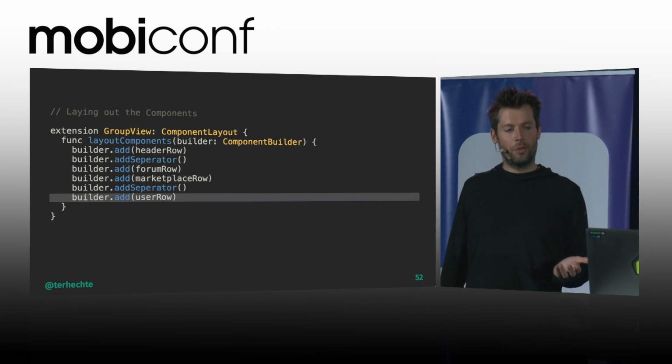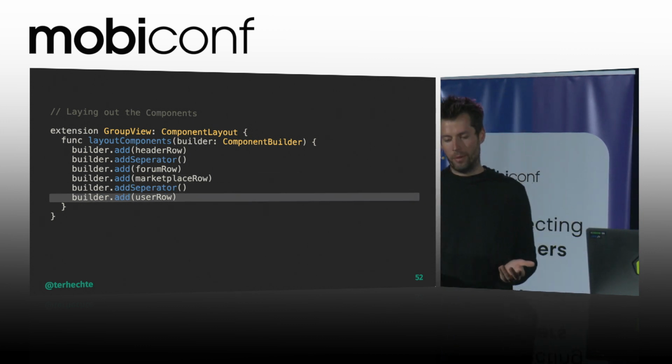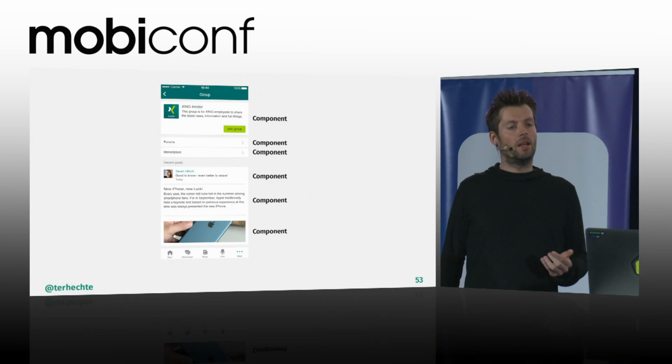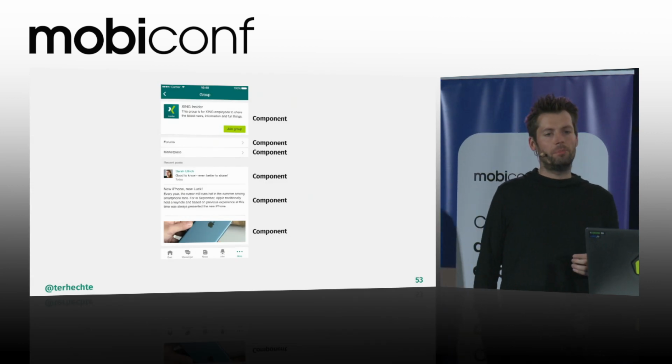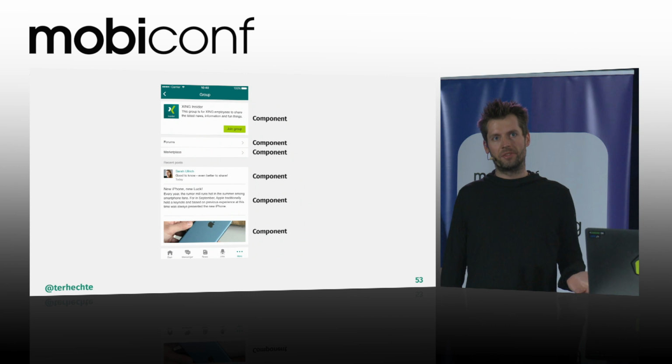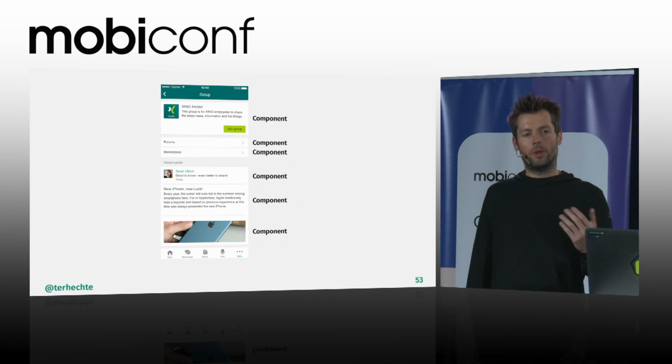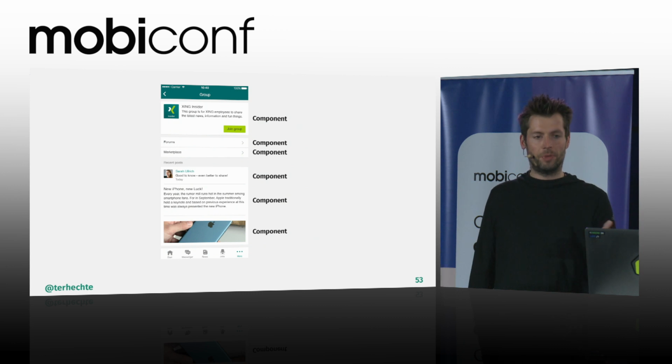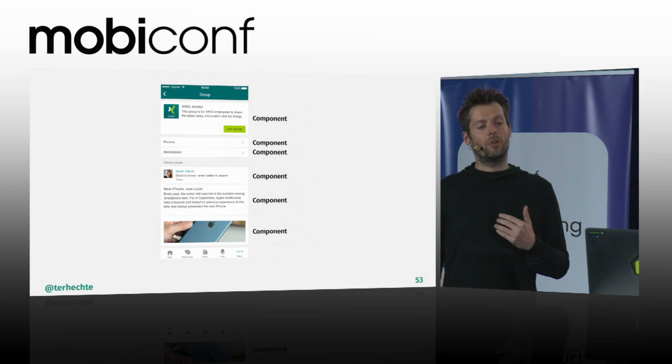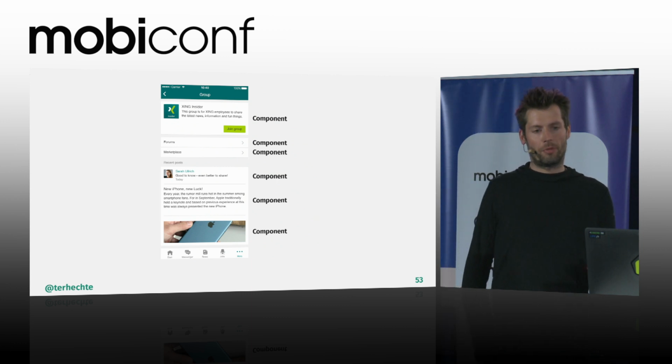Add another separator and the user row. And by doing it that way, we can build this screen in a mere matter of minutes. So the components are all in place. We can just place them one after the other, and basically the screen is done. So building the screen takes maybe 10 minutes, because after that, everything is in place, and we can rest assured that it's consistent with the rest of the app.